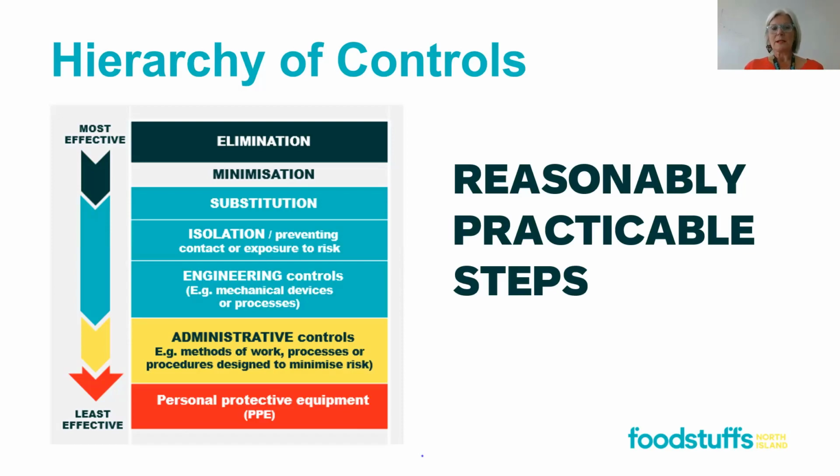So if you look at the left-hand side of the image, you'll see that at the top, elimination and minimisation with substitution, isolation and engineered controls are the most effective. And the least effective at the bottom of the page is admin controls and PPE. And that's largely because admin controls and PPE depend on humans to actually remember them, apply them, use them on a day-to-day, moment-to-moment basis. So it's often a combination of those controls that actually gets you the most robust risk management in a workplace.